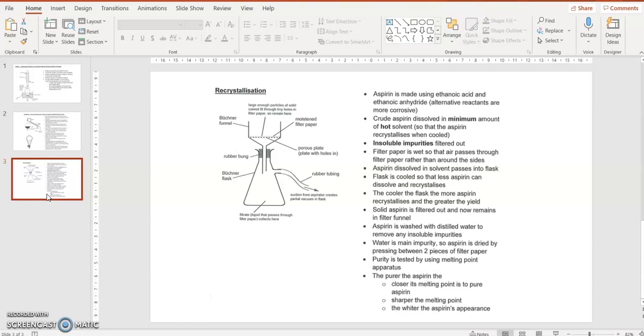The aspirin must be dried, and the way that they recommend to do it is to press it between two pieces of filter paper. The purity is tested by using melting point apparatus, and the purer the aspirin, the closer its melting point is to that of pure aspirin. So the cruder it is, and crude aspirin means impure aspirin, the more impurities, then the lower the melting point is from the data book melting point of aspirin. A sharper melting point means that it's purer, and if it's a white solid such as aspirin, the whiter the appearance and the larger the crystals, then the more pure it is.